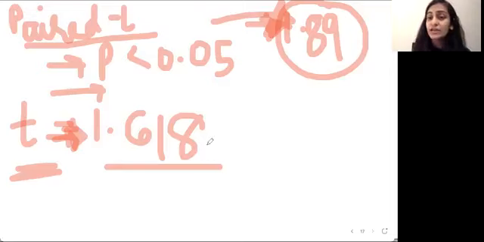1.618. Is the calculated value greater than the critical value? No. Can the study be statistically significant? No. So two ways: if they give you a table and want you to identify based on critical value, they will give you the critical value. If they've not given you the critical value, they're not going to expect you to.